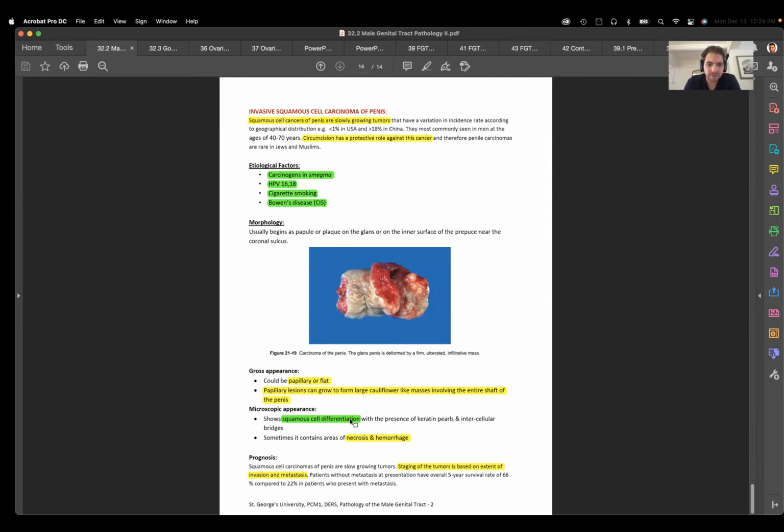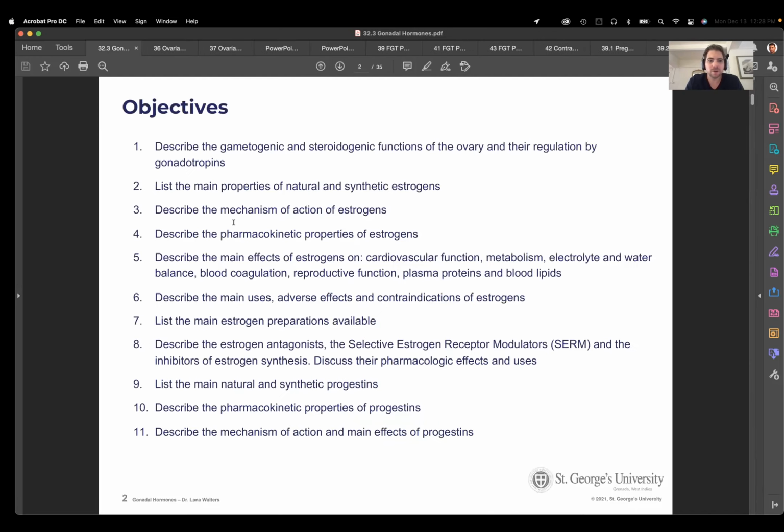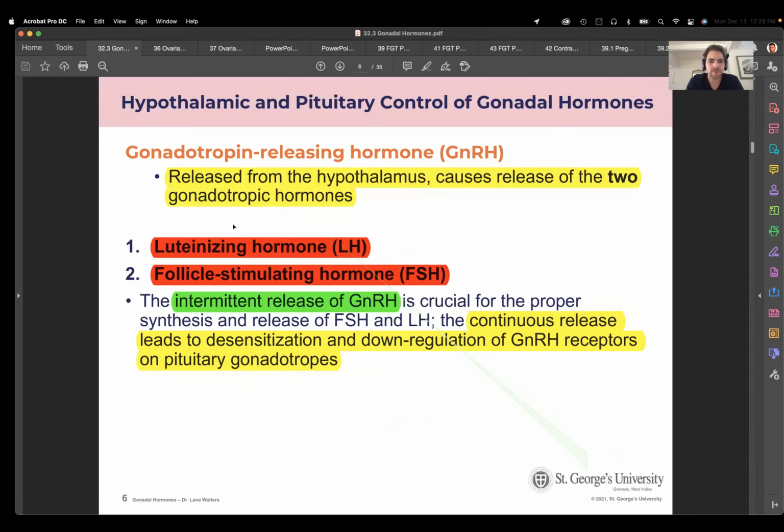Yeah. And then this HPV infection can develop to squamous cell carcinoma of the penis, but not super common. These cancers of HPV take a long time to develop, so it's just not very common to get to this point. All right, so let's go through some of these hormones.